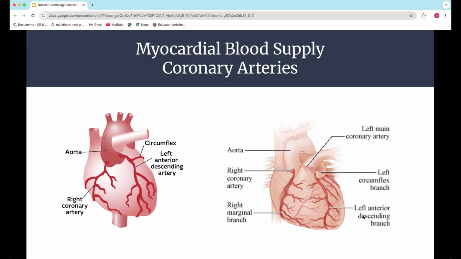And then you'll notice on this one, like I was saying, they branch further, so you have the right marginal branch and things like that. So things get more complex, but for us, I just want you to understand those three main, and the left main, I guess we could say fourth, but really those three main are the ones we'll think about when we're looking at our imaging and producing stuff, okay?